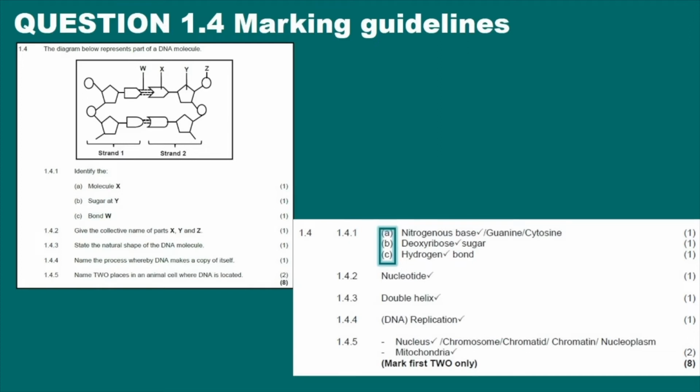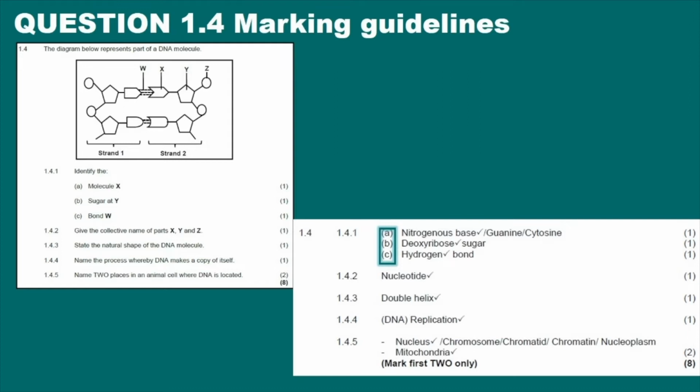Then the bond that forms, which is W, is the hydrogen bond. It's a weak hydrogen bond, but you will see they only give the mark for naming that it is a hydrogen bond that forms between the two nitrogen bases. And also again, not for the word bond.